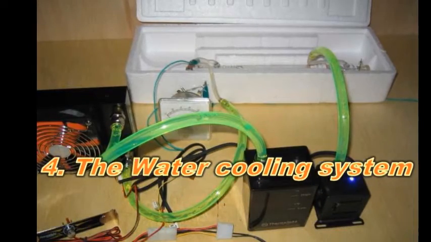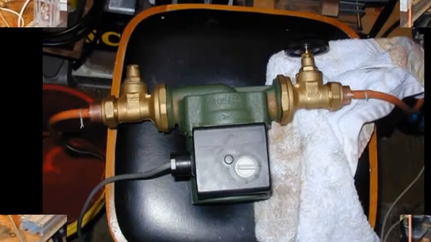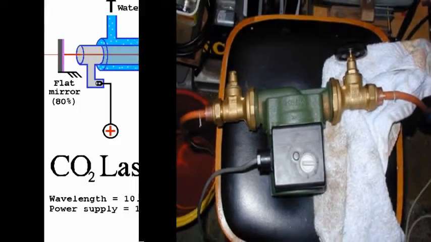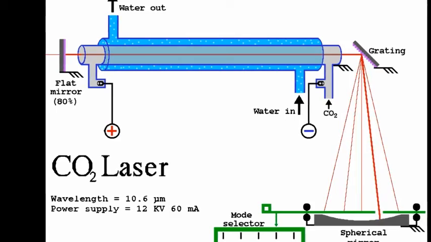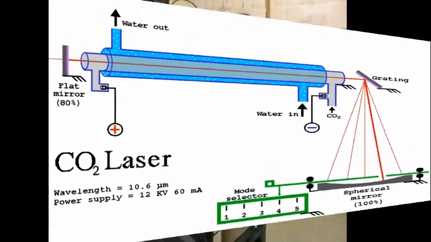The water cooling system. A simple water cooling system is required as the heat generated by the excited molecules inside the tube may cause a damage of the glassware. This cooling system forms a small closed loop and water circulates inside in one direction.